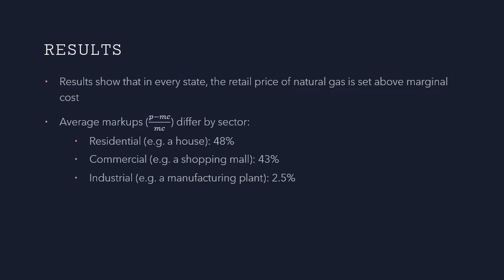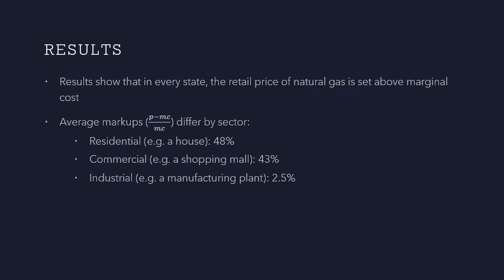The average markup, or the difference between prices and marginal cost over marginal cost, differs by sector. In the residential sector, the markups are about 48%. In the commercial sector, like shopping malls, the markups are around 43%. In the industrial sector, like manufacturing, the markups are much lower at about 2.5%. You might be asking, why would the markups be lower in the industrial sector? It's probably because those industries are purchasing natural gas in bulk, and so they produce forward contracts in which they're purchasing large quantities of natural gas up to, say, 10 years in advance, so they can bargain with a natural gas supplier.